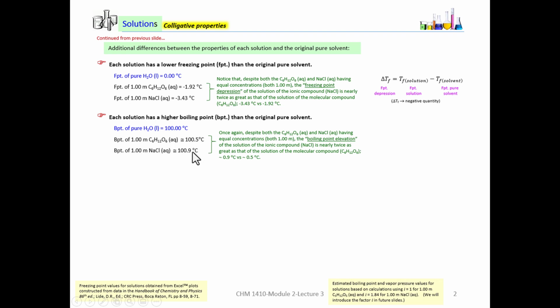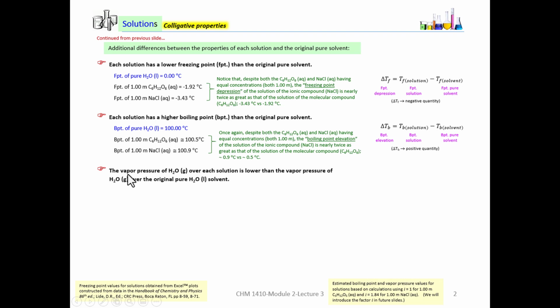Boiling point elevation for sodium chloride is 0.9 degrees because that's how much higher it is than the pure solvent, and it's 0.5 for the glucose. If we were to write this out in an equation, the boiling point elevation would be the boiling point of the solution minus the boiling point of the pure solvent, and since the boiling point of the solution is higher because they undergo boiling point elevation, that delta TB would be a positive quantity.